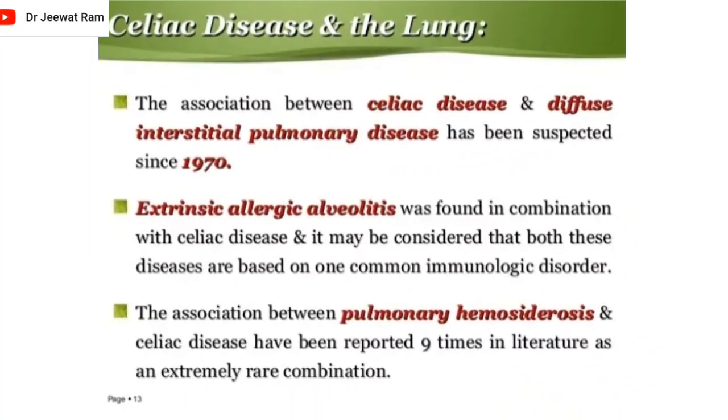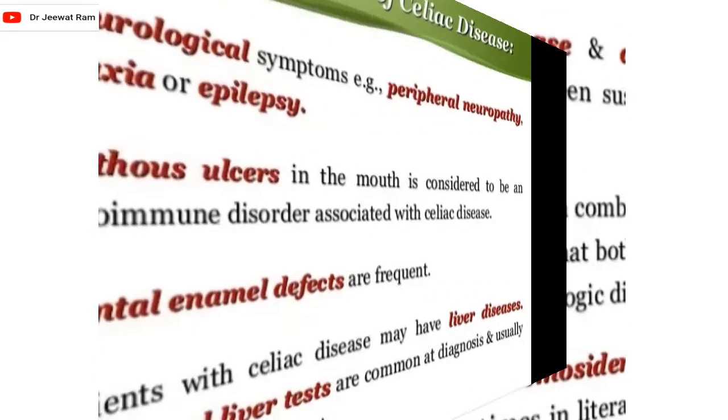Celiac disease in the lung. The association between celiac disease and diffuse interstitial pulmonary disease has been suspected since 1970. Extrinsic allergic alveolitis was found in combination with celiac disease, and it may be considered that both these diseases are based on one common immunologic disorder. The association between pulmonary hemosiderosis and celiac disease has been reported 9 times in the literature as an extremely rare combination.